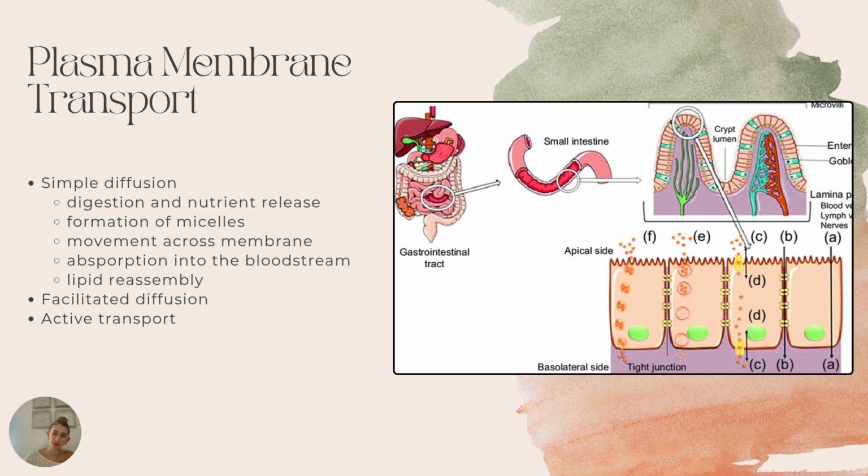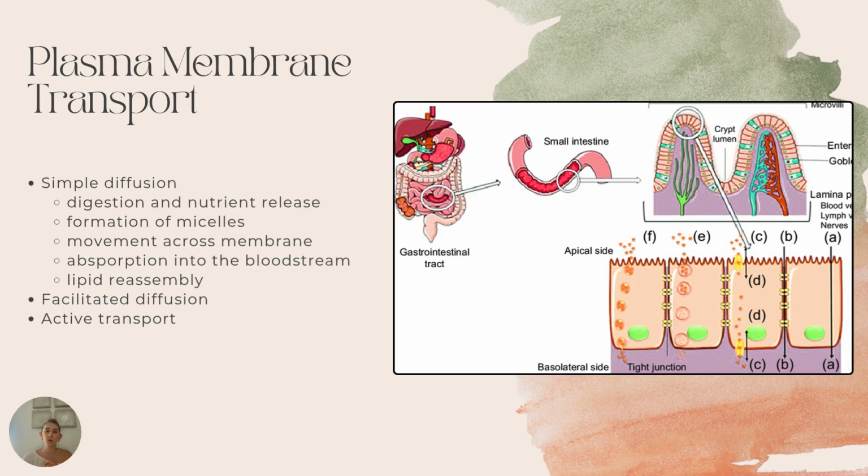Lastly, we have active transport. Active transport moves the nutrients across the concentration gradient, requiring energy. This is crucial for absorbing some nutrients like glucose and amino acids, which are transported into our intestinal cells with the help of proteins like SGLT1, sodium glucose cotransporter 1, and GLUT2, glucose transporter 2.